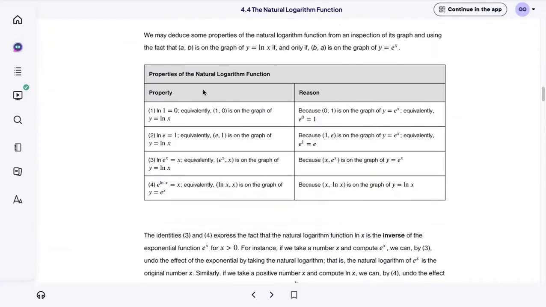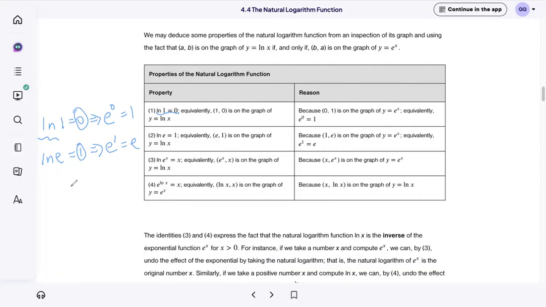So there are some properties of logs. First, ln 1 equals 0. Why? We can rewrite this as base e raised to 0 equals 1, because ln tells us the base is e. Anything raised to 0 equals 1. Second, ln e equals 1. Why? Because e raised to 1 equals e. Always remember, log means the exponent of the base.